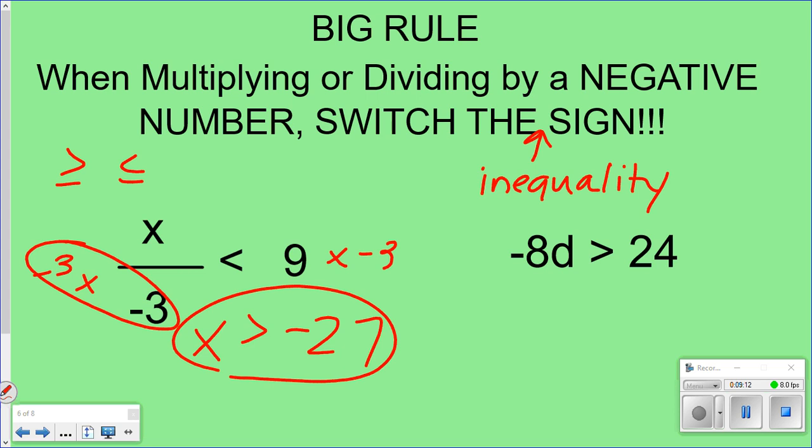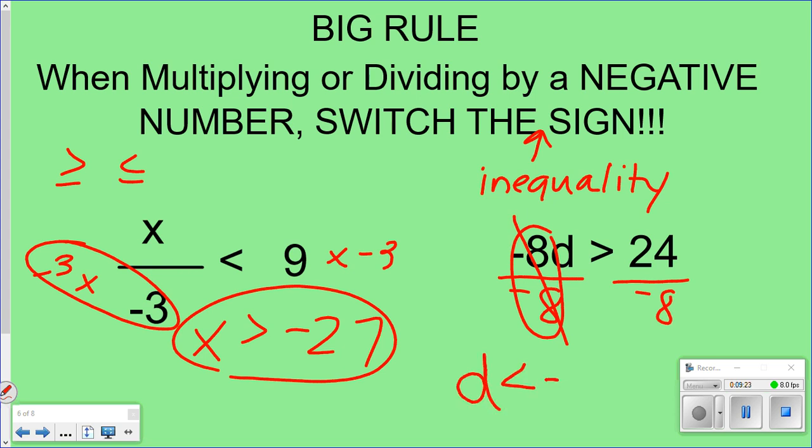It doesn't matter. So for this one, I'm going to divide by negative 8. So notice how my number with the variable is negative. Divide by negative 8. So D is going to be less than negative 3. The answer there. So if the number with the variable is negative, then the sign has to switch. Somebody's going to forget that today.